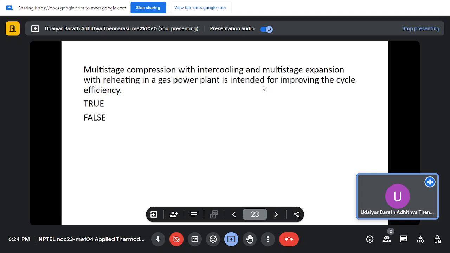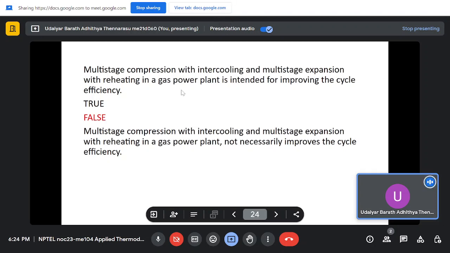Moving on to the next question. Multi-stage compression with intercooling and multi-stage expansion with reheating in a gas power plant is intended for improving the cycle efficiency. It's what we saw previously. So the answer is false. This may not necessarily improve the efficiency, but it can degrade the efficiency also. I'll explain how.